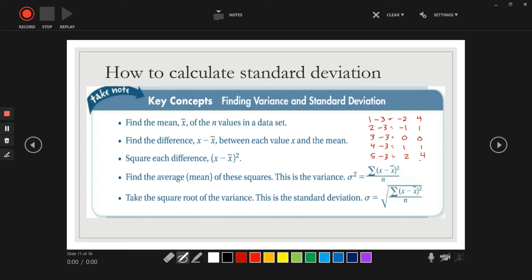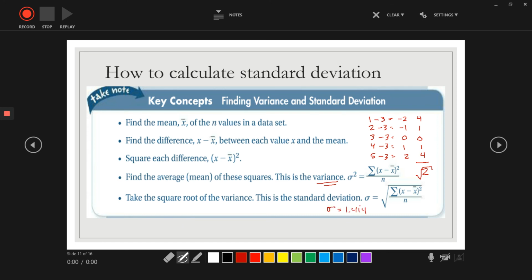And then you have to find the average of these, right? So add them all up, 4 plus 1 plus 1 plus 4, right? And divide it by 5. Wow. Okay, so the average of this is 2. So this is the variance. We've just calculated the variance. And now we have to take the square root of this, and that's the standard deviation. So the square root of 2 is our standard deviation, right?